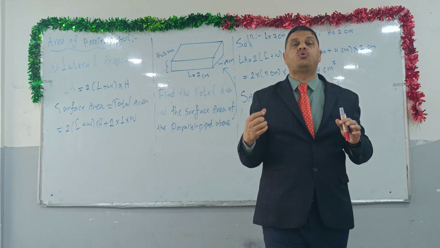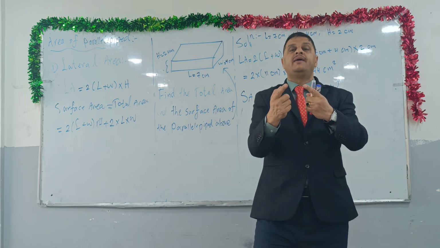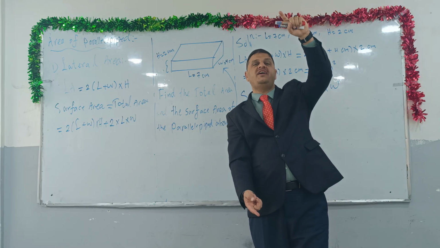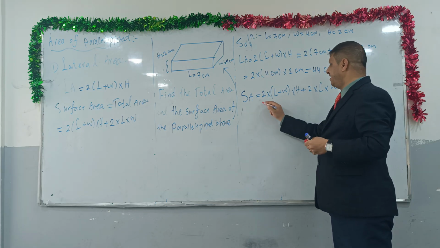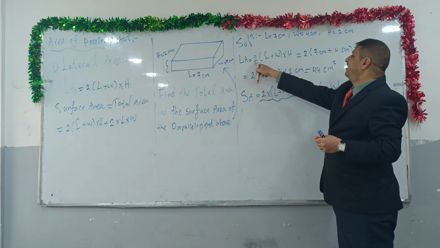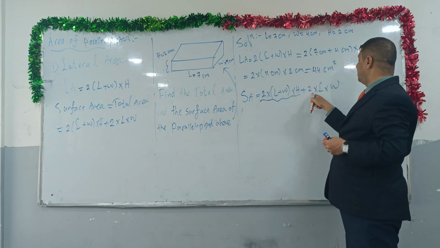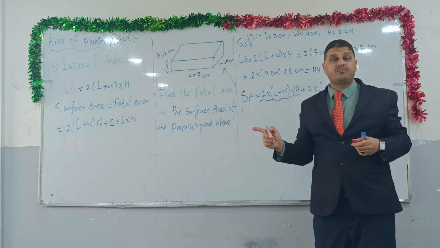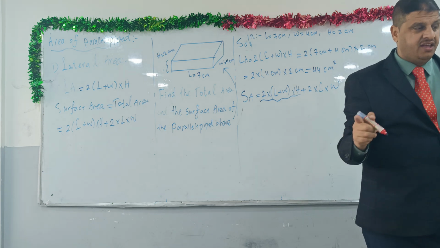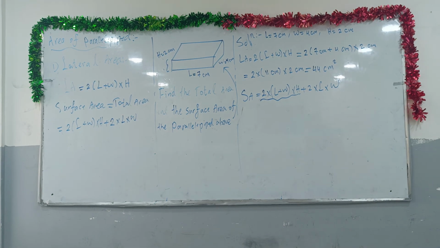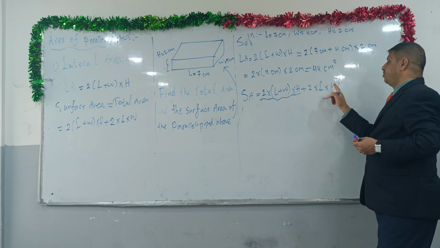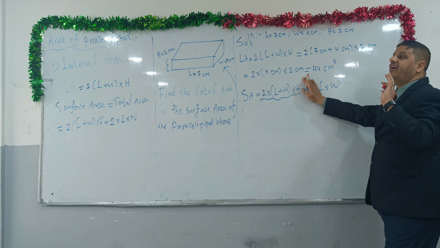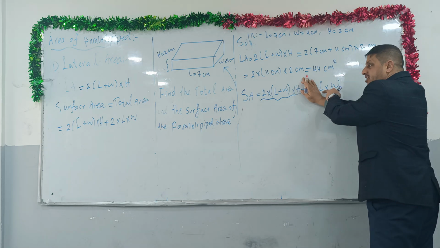The surface area equals the lateral area plus the area of the two bases. This quantity represents the lateral area, plus the base. The base is a rectangle, and the area of any rectangle is length times width.